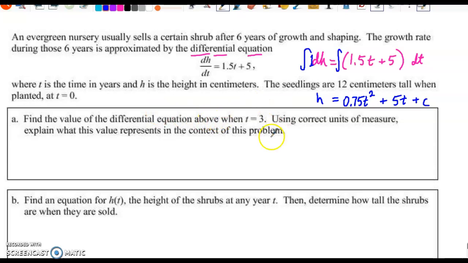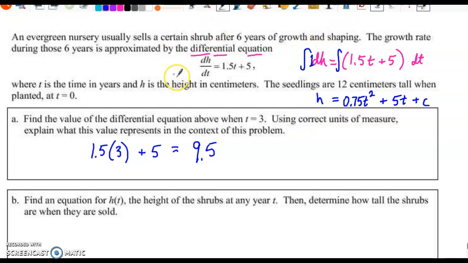So find the value of the differential equation when t equals 3. That's just plugging in 1.5 times 3 plus 5. Just use a calculator. 4.5 plus 5 is 9.5. Now it's a differential equation.